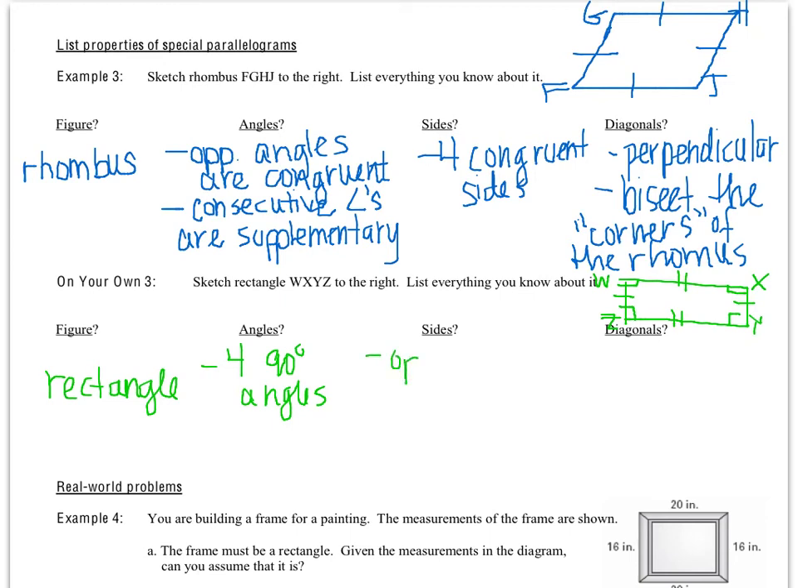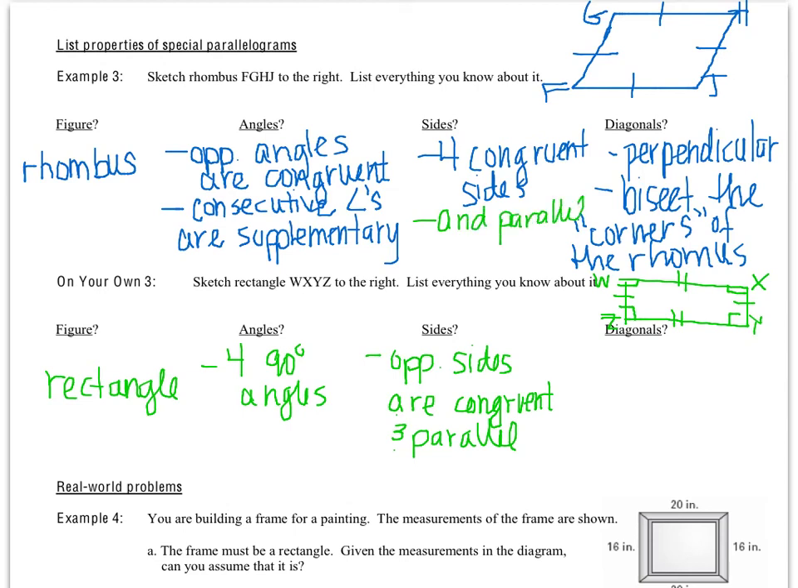For our sides, we know that opposite sides are congruent, and rectangles are always parallelograms, so we can say and parallel. We probably should have added that up above here for my sides for my rhombus. We know that those are also going to be parallel. Our diagonals, we know that they are going to bisect each other. And then we're also going to know that they are congruent.